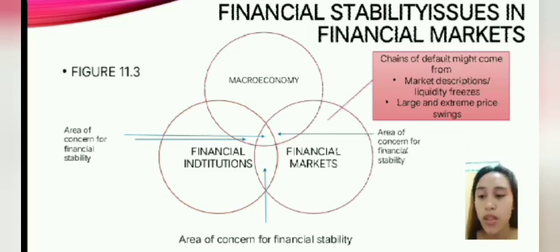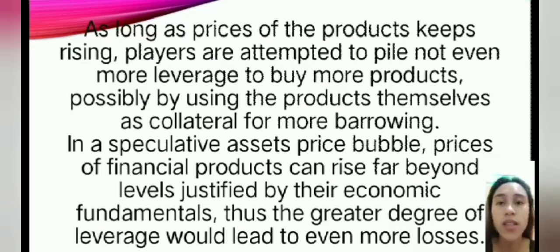So that means as long as the price of products keeps rising, players are tempted to pile on even more leverage to buy more products, possibly by using the products themselves as collateral for more borrowing. In speculative asset price bubbles, the price of financial products can rise far beyond levels justified by their economic fundamentals. Thus, a greater degree of leverage would lead to even more losses.